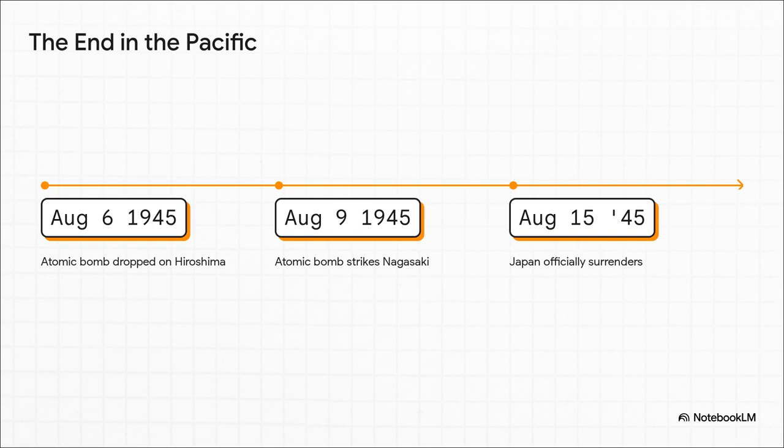On August 6, an atomic bomb is dropped on Hiroshima, wiping out much of the city in a flash. 3 days later, a second bomb hits Nagasaki. This was a scale of sheer devastation humanity had never, ever witnessed before. Facing utter destruction, Japan officially surrenders on August 15, 1945. World War II was finally over.